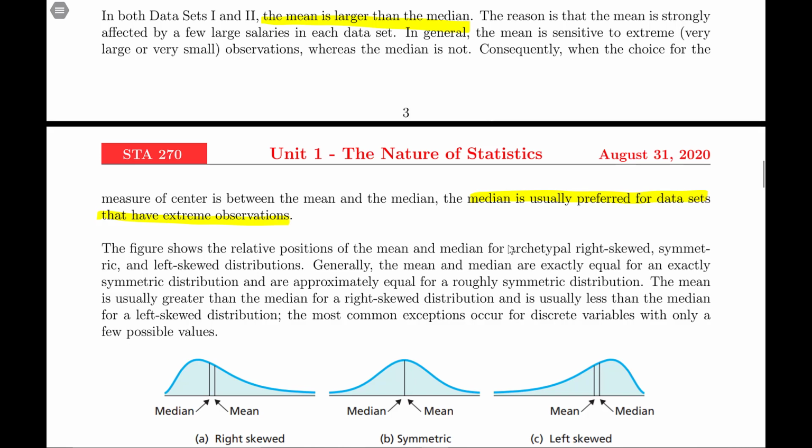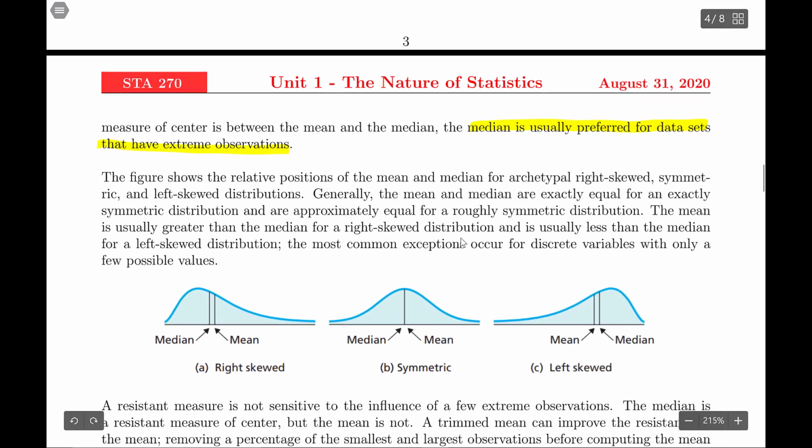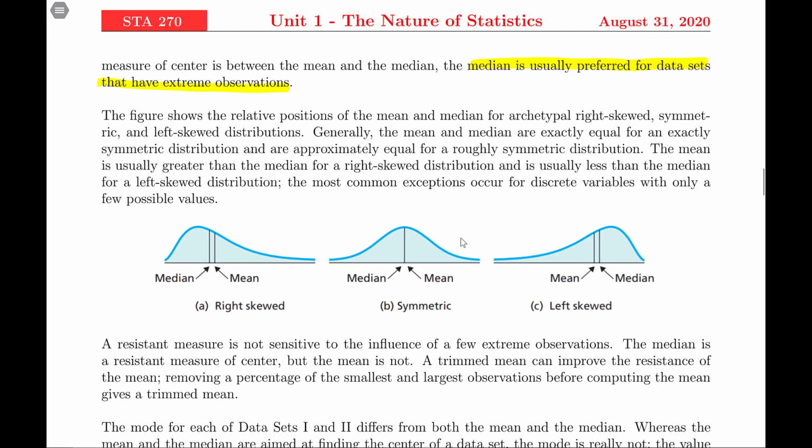And then you can see here in these three graphs the way that the data relates when we talk about the mean and the median. So on a right skewed set of data, the mean is going to be to the right of the median. In a symmetric set of data, the median and the mean are going to be approximately equal to one another. And then in a left skewed set of data, the mean will be pulled to the left of the median.